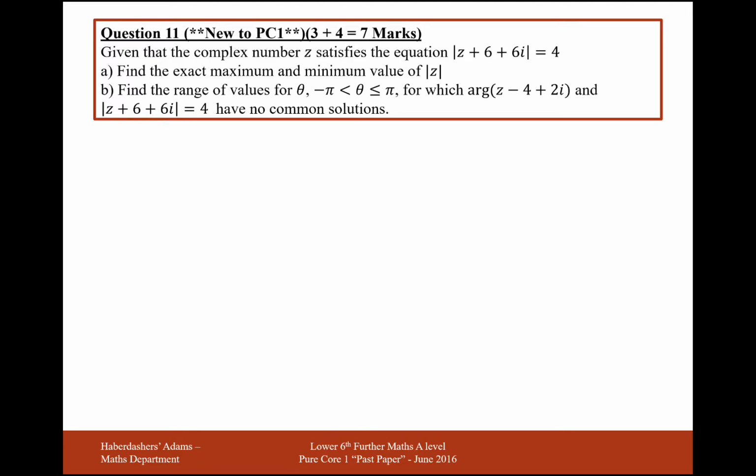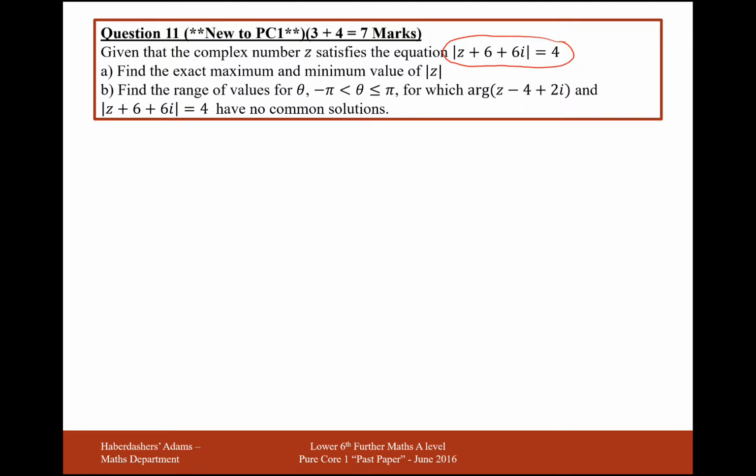Here we have a loci question to do with complex numbers, so this is brand new to the syllabus. What we have here is a complex number z and it satisfies this locus here. Find the exact maximum and minimum value of mod z. So first of all, let's look at drawing what we have here.